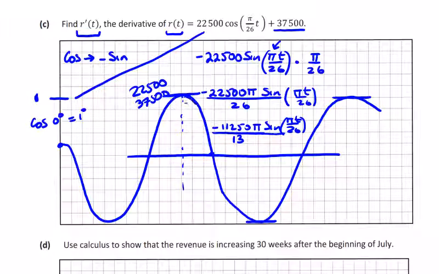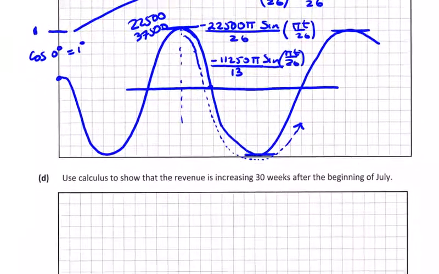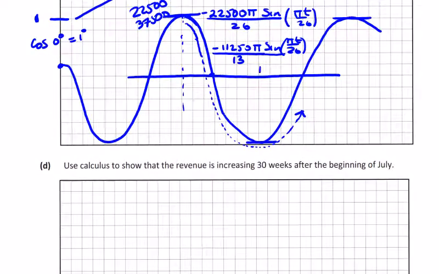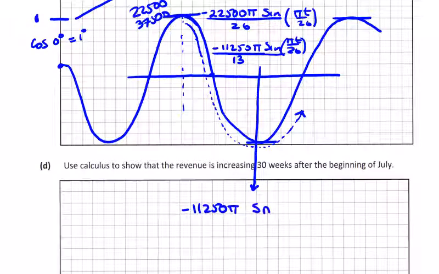And then it's coming down along here. At some point the revenue is decreasing, then it becomes 0, and then it starts going back up. So we want to know at what point of the graph is this? Is it increasing 30 weeks after the beginning? So will we get a negative or positive answer if we put 30 into our differentiated function? Minus 11,250 times pi over 13, by the sine of, will this angle be negative or positive, 180 by 30 over 26?